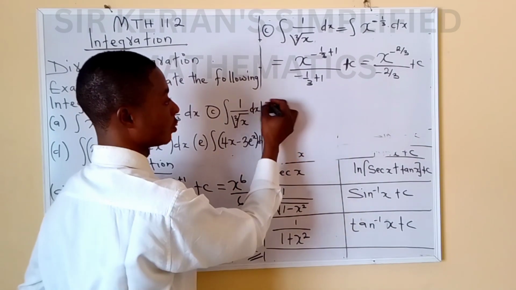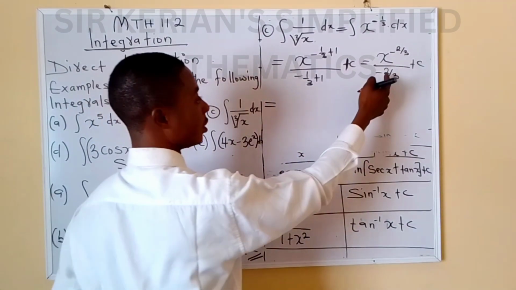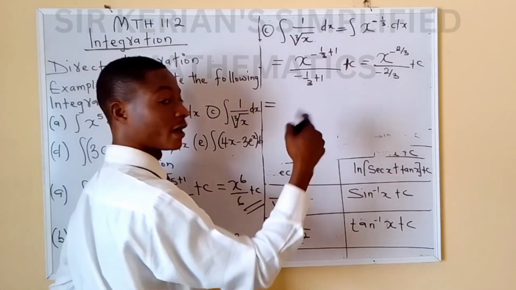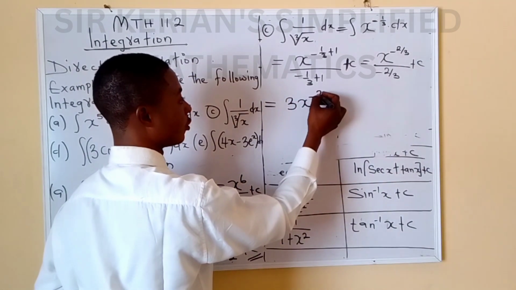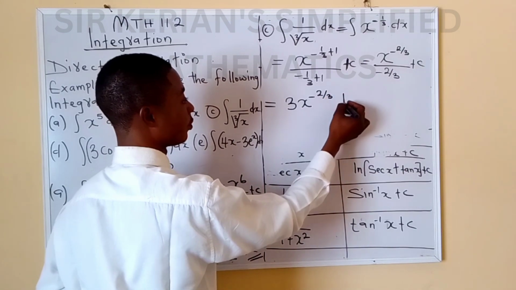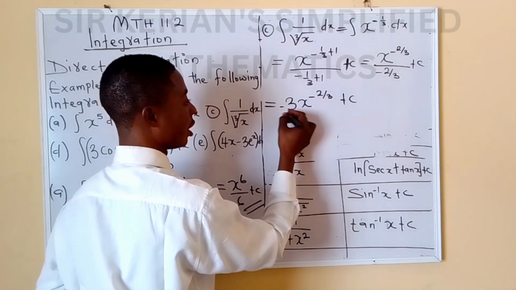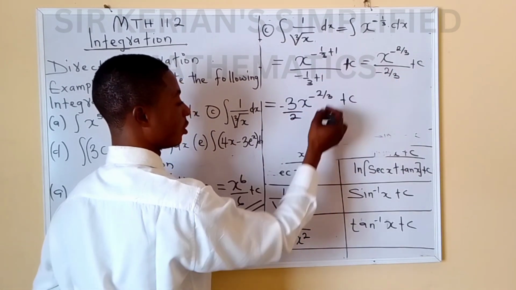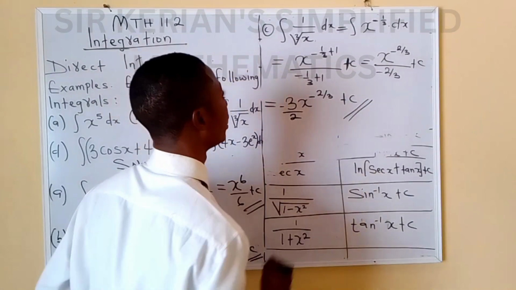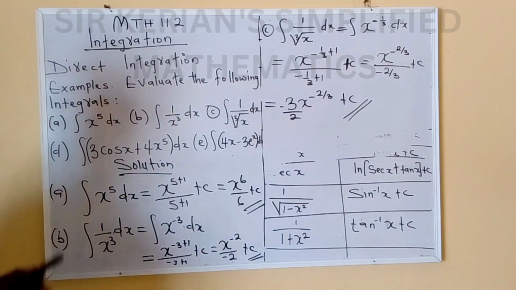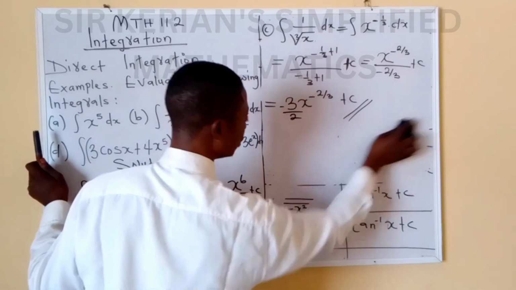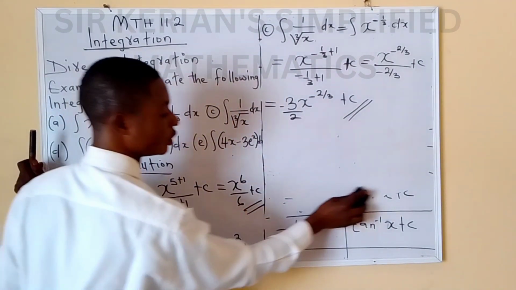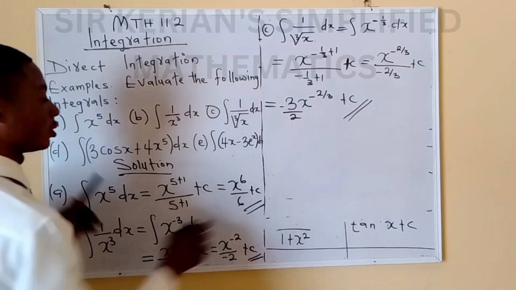So this, to simplify further, 3 will multiply the numerator. We are inverting the fraction. It will be 3x raised to the power of minus 2 over 3 divided by 2. This minus will come up. So that's how to simplify C. Let's go to D. In our next videos, we will do more complex work.